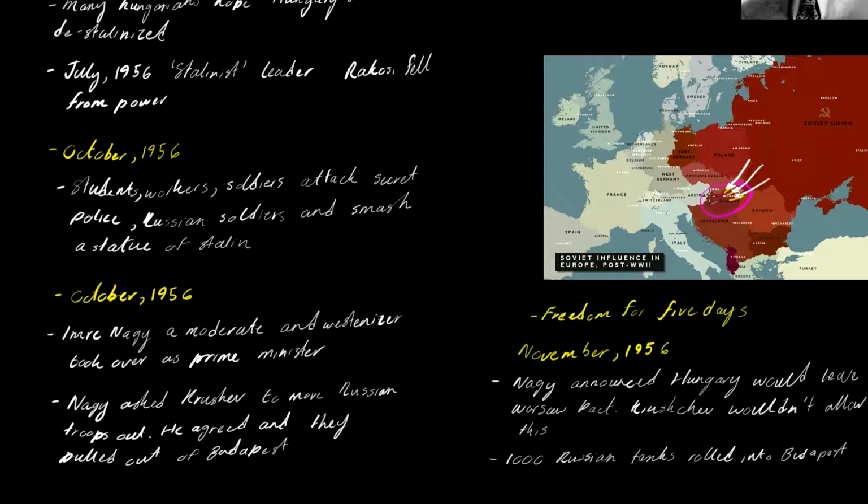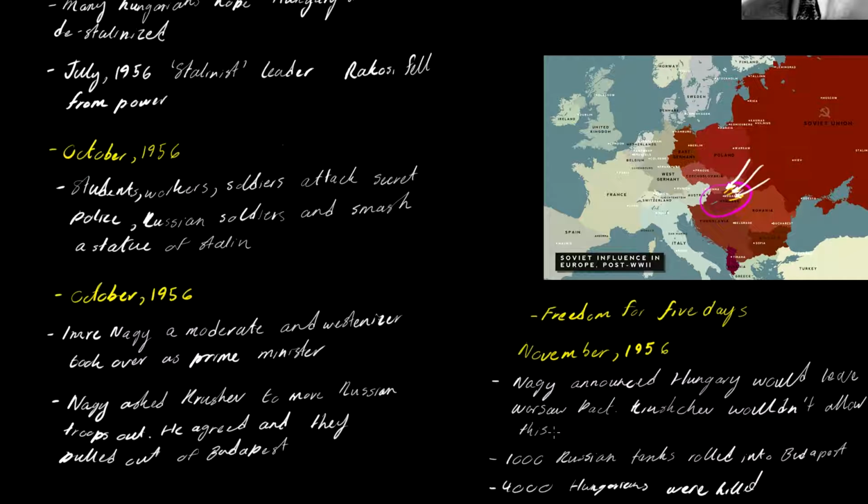Hungarian people, even children, fought the Russian troops with machine guns. Some 4,000 Hungarians were killed.